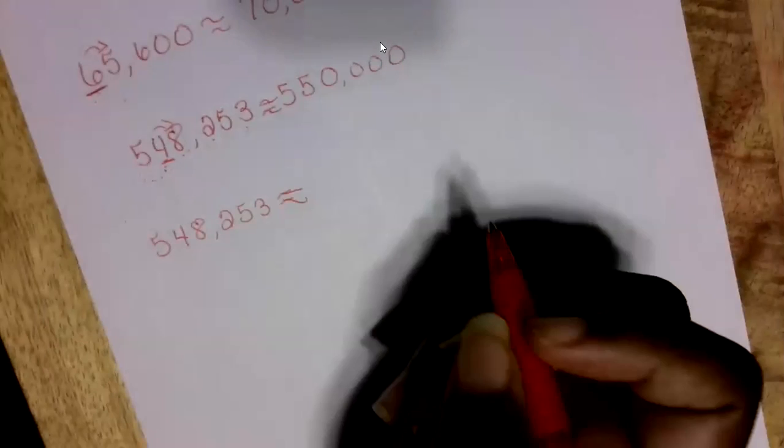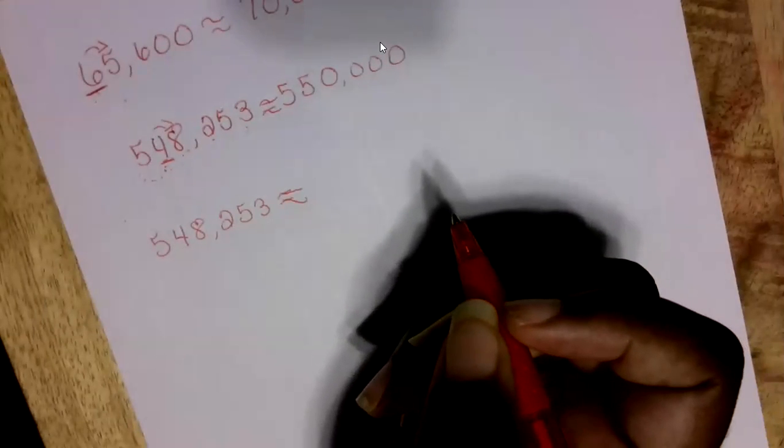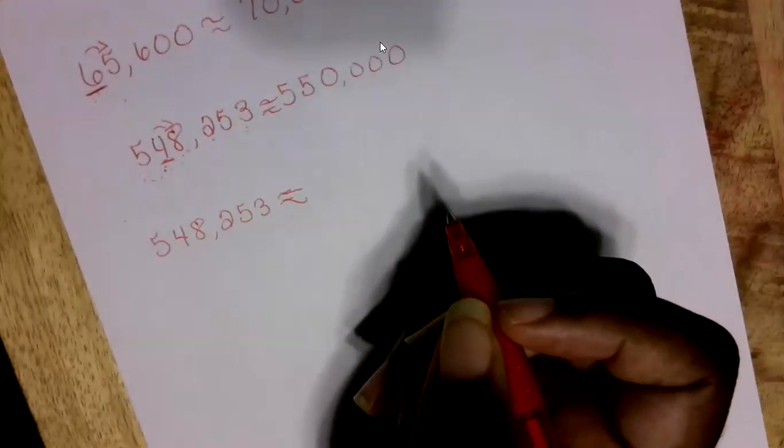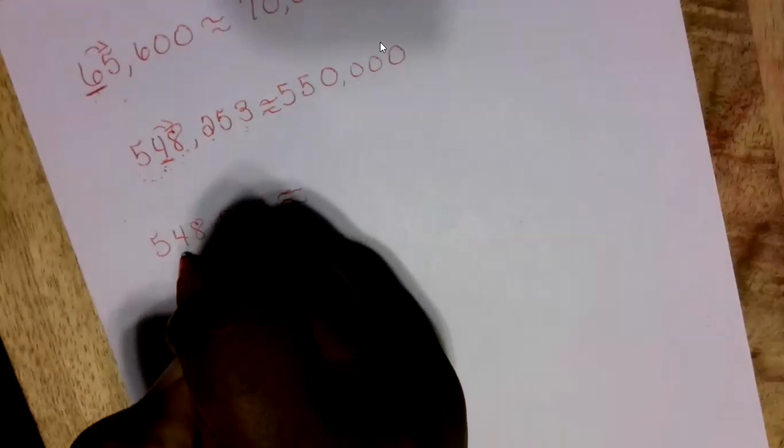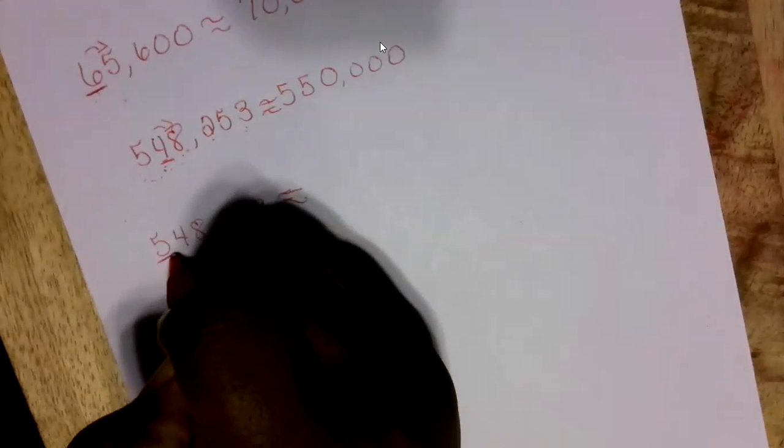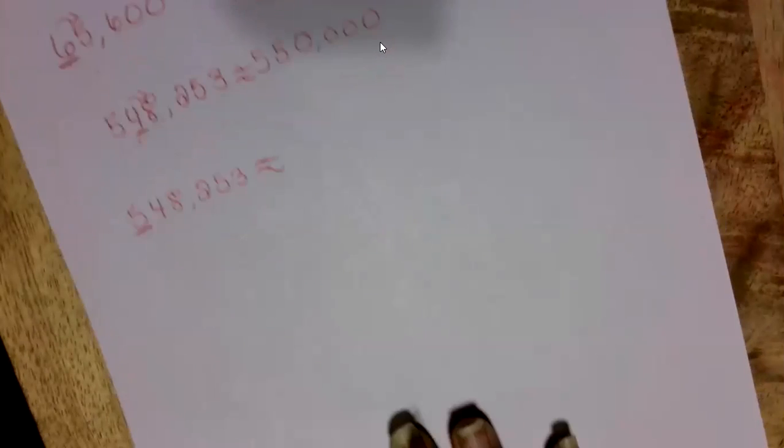Okay, so I'm going to find my 100,000th place. So go ahead and underline that. Ones, tens, hundreds, thousands, 10,000, 100,000s. Okay, then I'm going to put an arrow to the place value that's directly behind it, because that's really going to dictate what I'm going to do. It's going to tell me either that 5 is going to stay the same, or that 5 is going to go up 1.